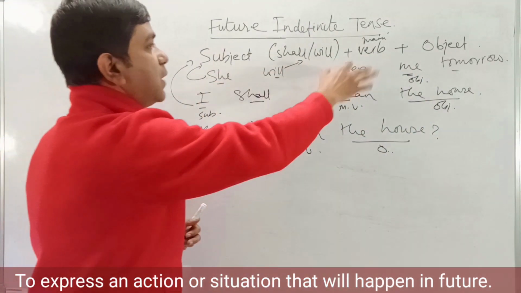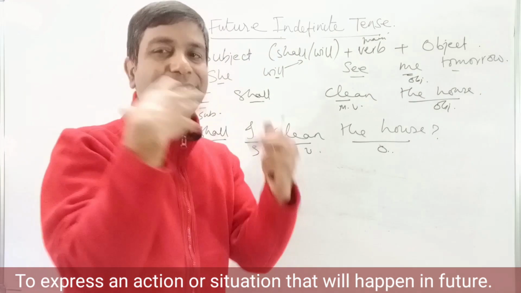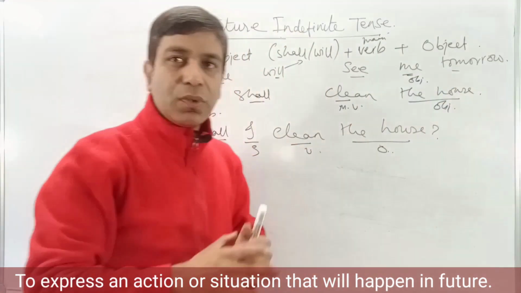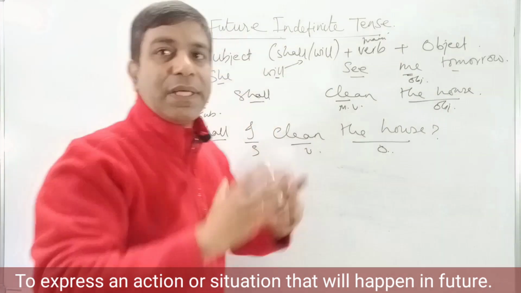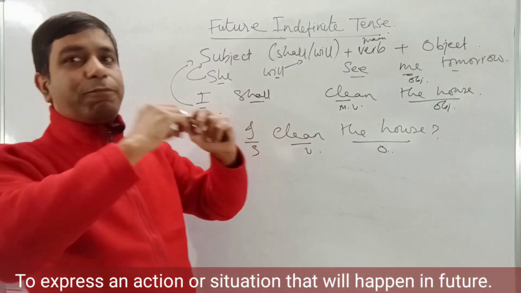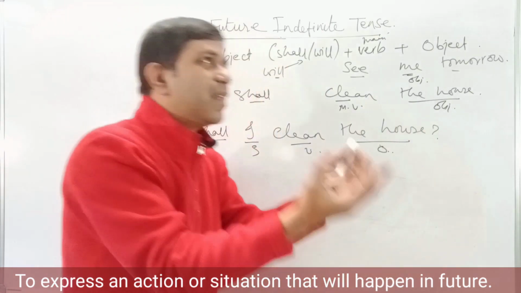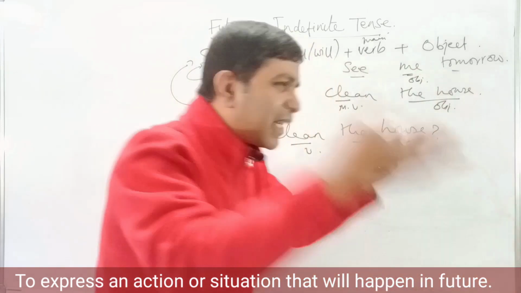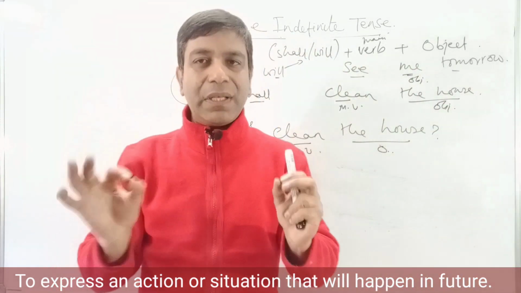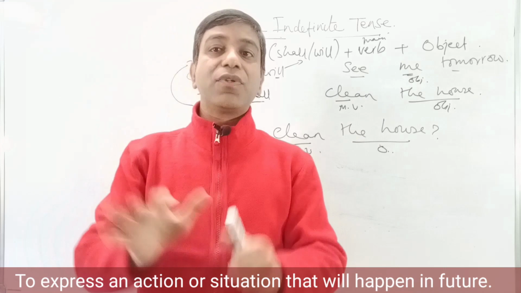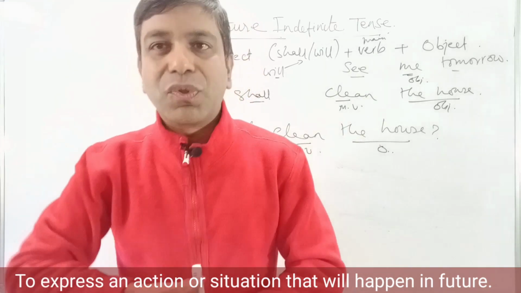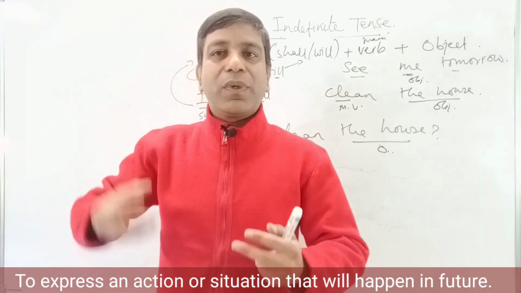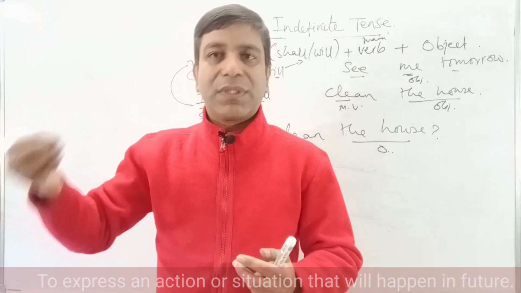She will see me tomorrow. Tomorrow hasn't come yet. You are talking about a future time. So she will see me tomorrow is a future indefinite tense. The action that you are going to do in future time, the action she is going to do in future time. So we use future indefinite tense to talk about an action or situation that will happen in future time.